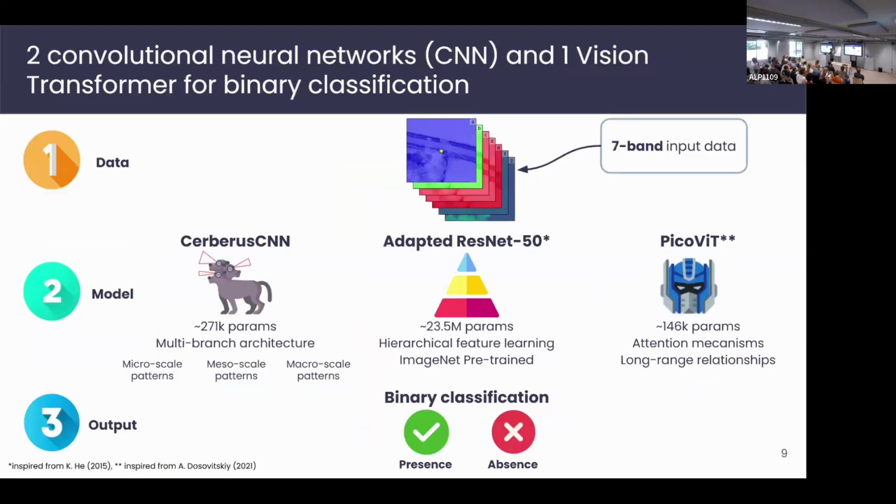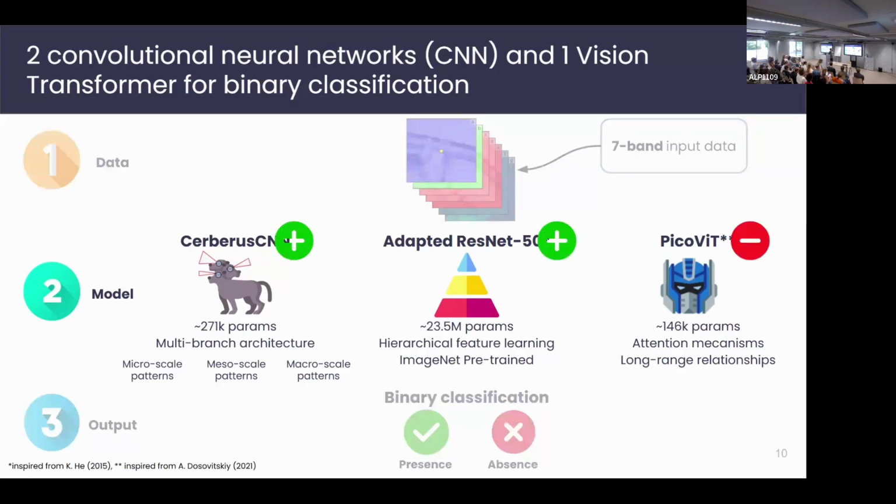Now that we have our data, we tried 3 different models. One we called, in a pompous way, Cerberus CNN, because it has 3 different branches, and we look at patterns at different scales: micro, meso, and macro. One is a ResNet 50, but adapted to our 7-band input. And the last one is a vision transformer. All output a binary classification, presence or absence.